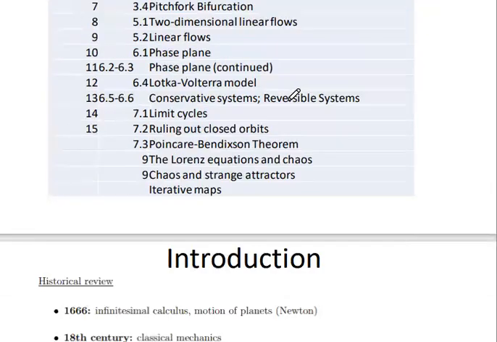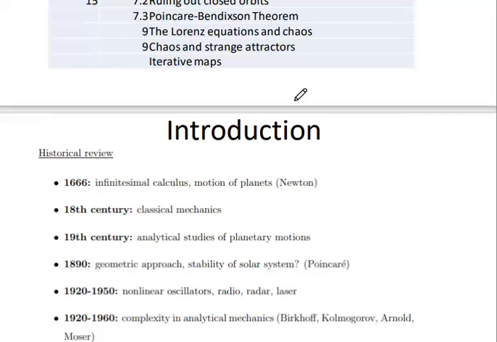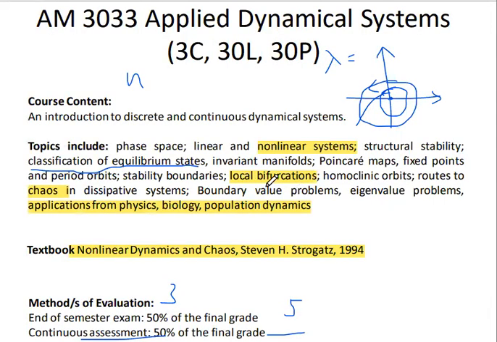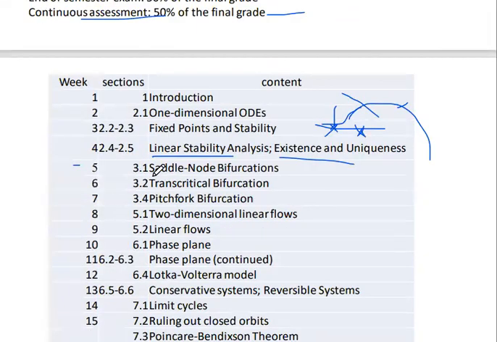Before that, there is another method called the geometric method. Using the geometric method, we can classify or investigate the stability of these equilibrium points. Later we will discuss existence and uniqueness of the trajectories. And we will discuss bifurcation theory, another important part. Here we mainly discuss three bifurcation types: saddle node, transcritical, and pitchfork bifurcation for one-dimensional systems. That's all about one-dimensional systems.